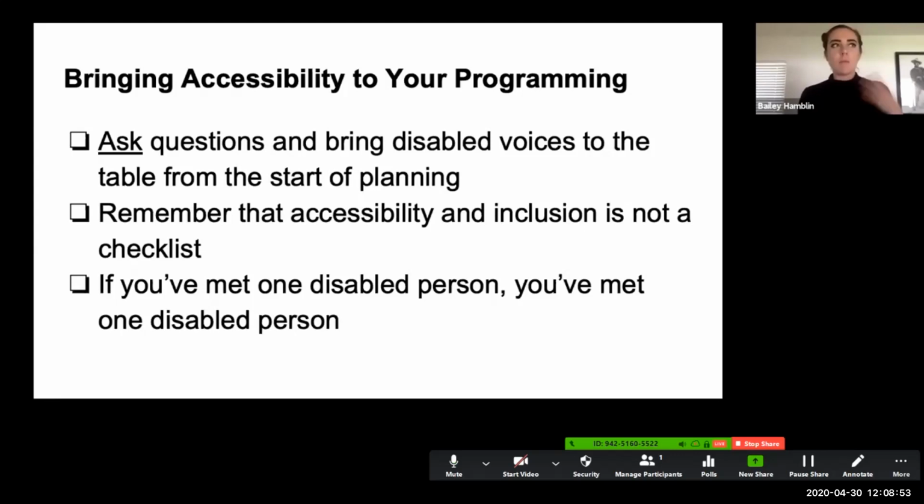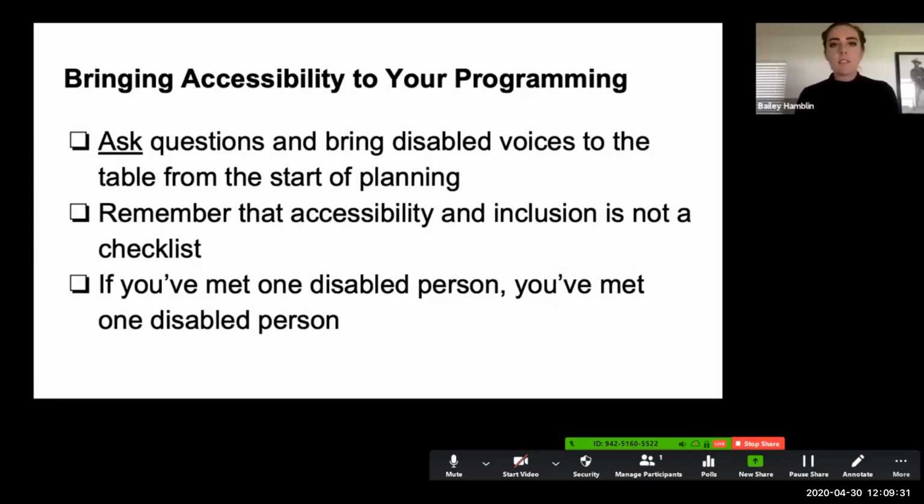So one way to start is to ask questions about the accessibility of your programming, whether that's departmental meetings, office hours with students, large programming, or small scale programming. Ask questions, but also bring disabled voices to the table from the start of your planning. Whether that's contacting the DRC for tips and tricks, going through our website, where we have a lot of good resources posted online, or doing a little bit of your own research to find out what disabled folks are saying is beneficial and helpful and assistive for them, I think is super important.